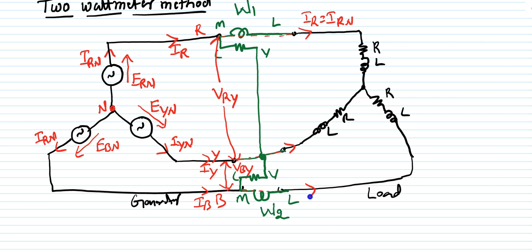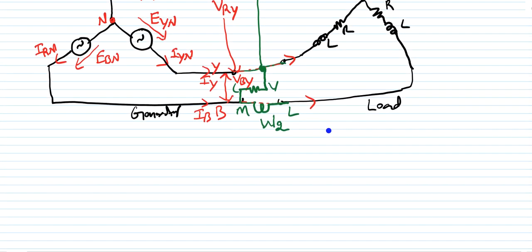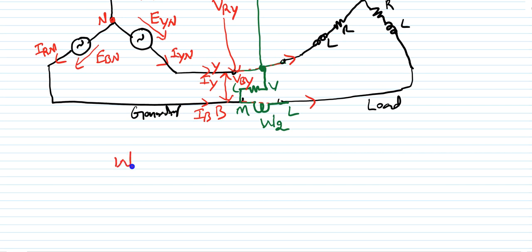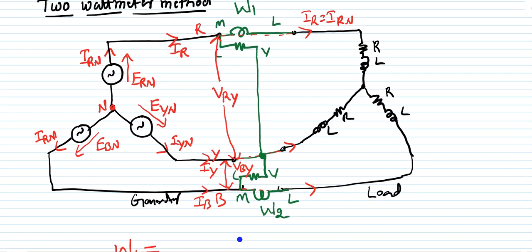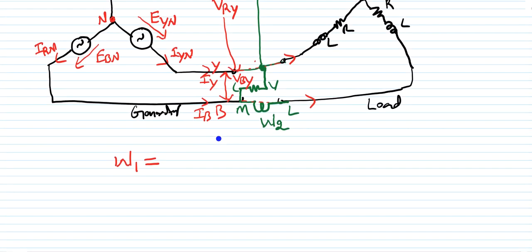Now after completing the analysis of this diagram, let me find what W1 is going to read and what W2 is going to read. What is W1 going to read? Whatever current is flowing through this current coil. What is the current flowing through this current coil? That is nothing but IR, equal to IRN, isn't it? IR or IRN, both are the same current flowing through this current coil. And what is the voltage read by this pressure coil? That is VRY.